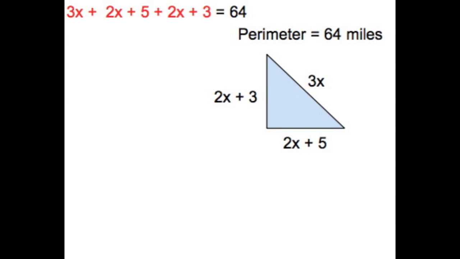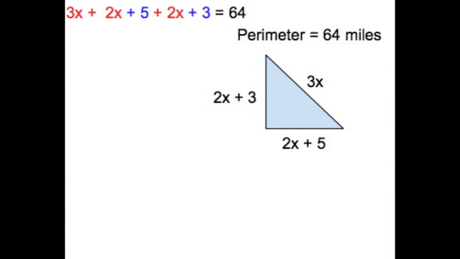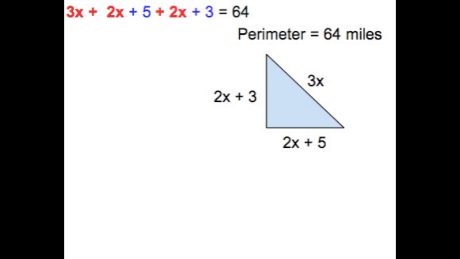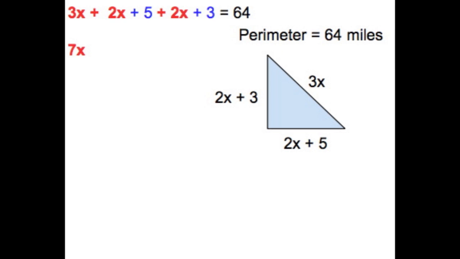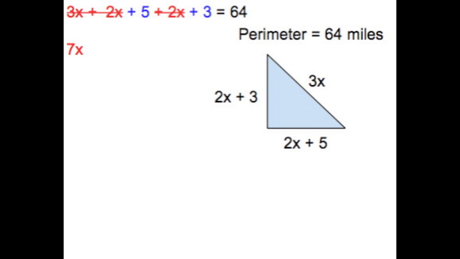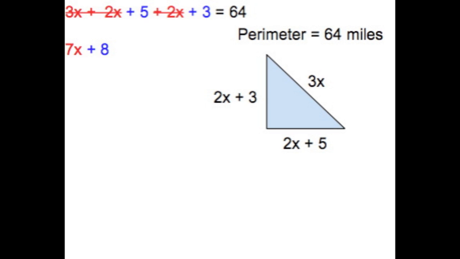When solving equations, the first thing we must determine is if either side can be simplified. The left side can be simplified by combining like terms. The like terms are identified by different colors. Let's combine our terms in red. 3x plus 2x plus 2x equals 7x. And our blue terms, positive 5 and positive 3, make a positive 8.